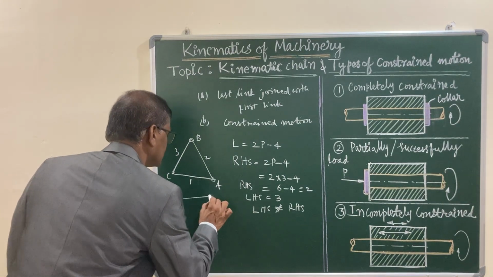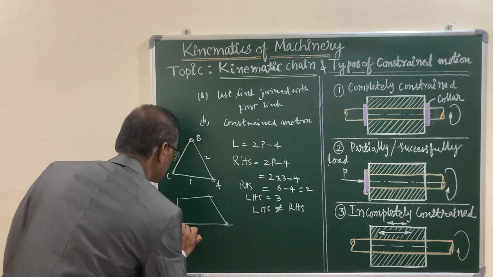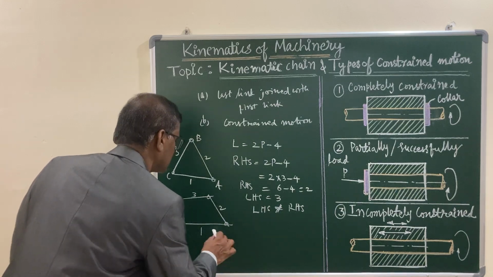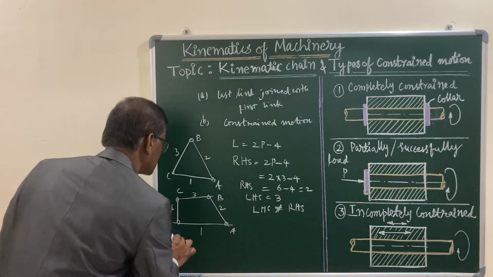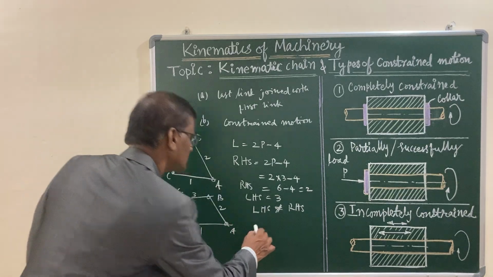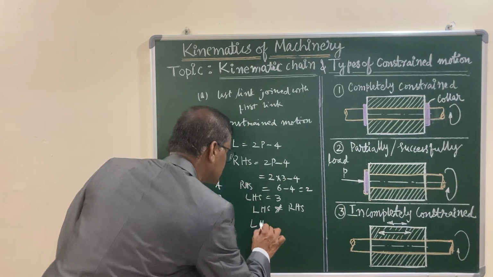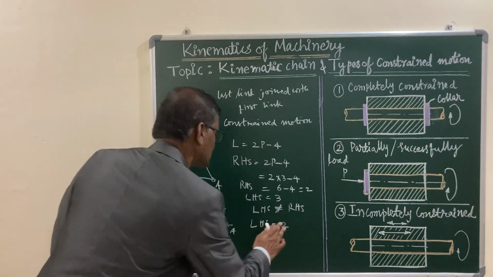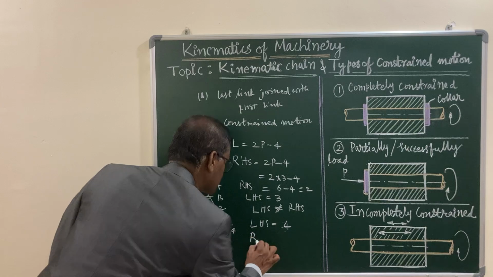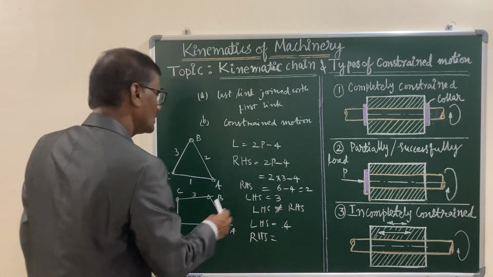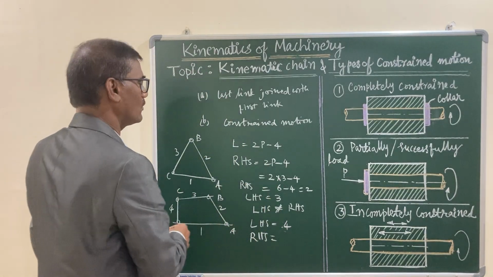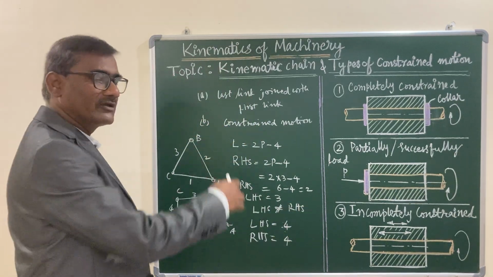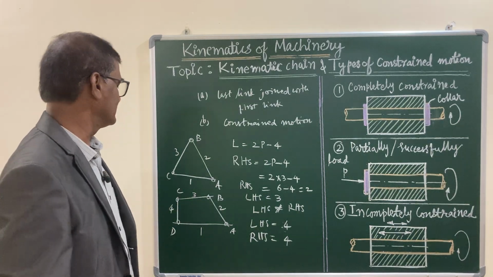Likewise, let us consider 4 links connected by means of 1, 2, 3, 4 turning pairs and call them A, B, C and D. In this, you can see that LHS is equal to number of links, which are 4, and RHS is 2 into P, number of pairs are 4, that is 8 minus 4, which is 4. Both are equal, and a 4 bar chain is a kinematic chain.